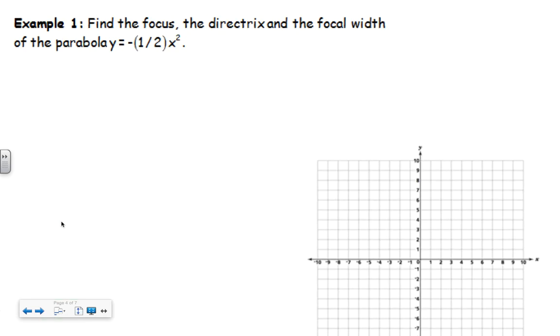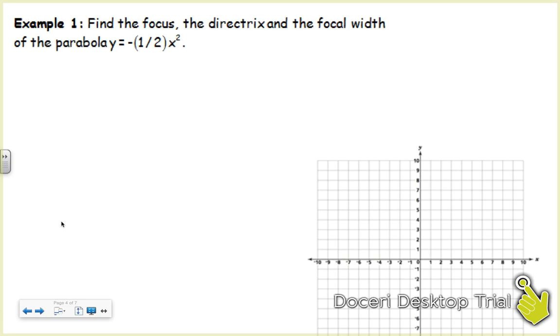Okay, here is our first example, and there are a couple of things I want to write down to make sure that we have these values, because we don't want to flip back and forth in the table or in the booklet. The x is squared, so I'm going to look at the standard equation for that, and that is (x minus h) squared equals 4p(y minus k).